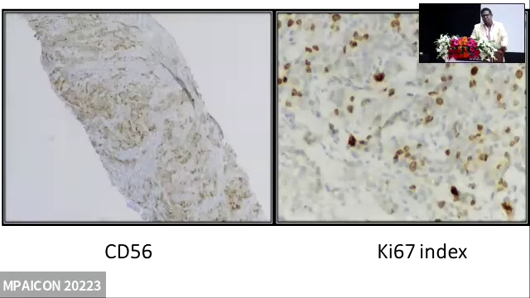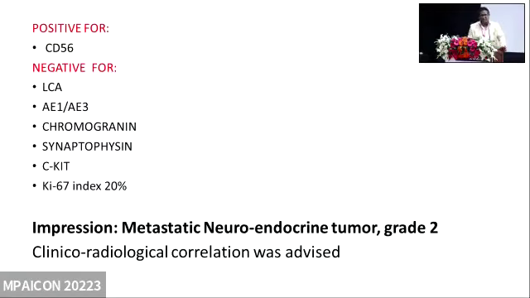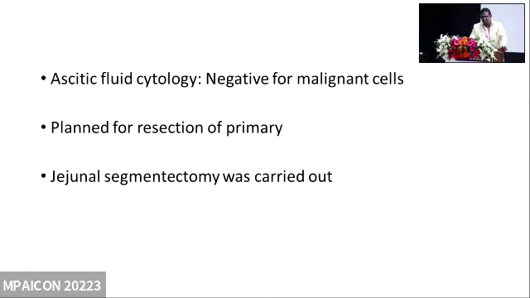We had a DD of neuroendocrine tumor, but synapto and chromo were negative. The only positive marker was CD56. Ki showed around 20%. So we have a tumor which was negative for pan-CK, negative for LCA, negative for chromo and synapto, negative for CKIT, taking into consideration it could have been epithelioid GIST. Only positive marker was CD56. The impression was given as a neuroendocrine tumor, probably metastatic. And since the Ki was 20%, it was deemed to be grade 2. With this, ascitic fluid was also tapped, but it was negative, and a jejunal segmentectomy was carried out.